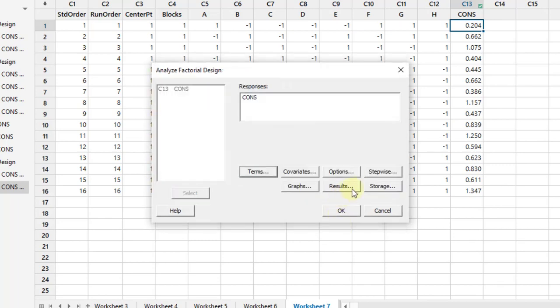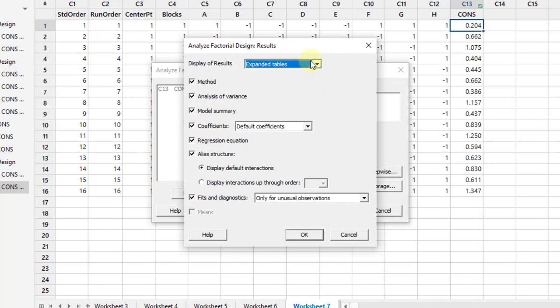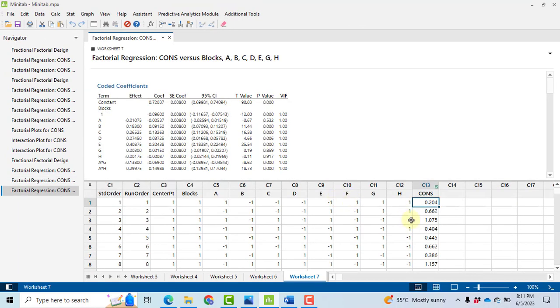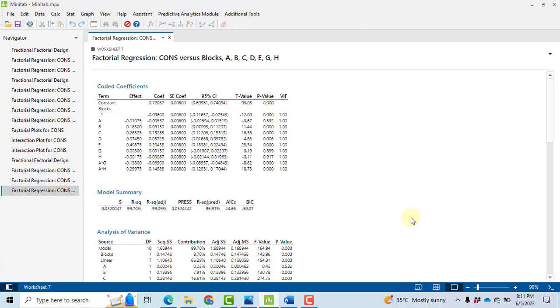Click OK. Go to the results. Please select the expanded table. Usually by default simple tables has been selected. Click on expanded tables, then click OK. After that click OK. So you got our results. Click here to view output only, slightly maximize to view the results.